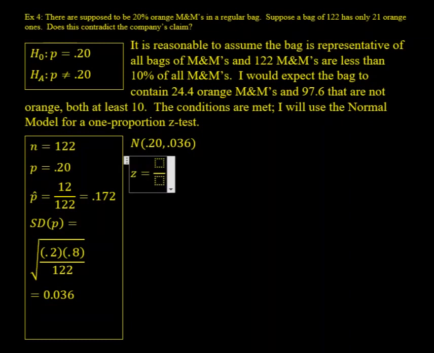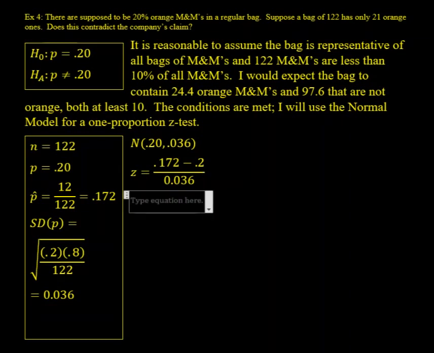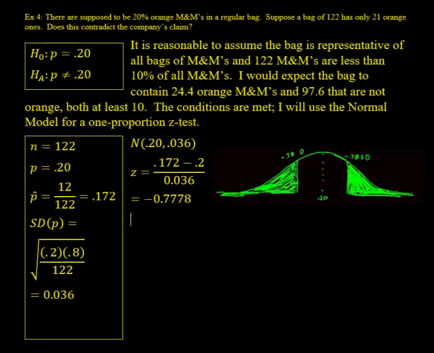Our z-score will be 0.172, the sample proportion, minus the population proportion, 0.20, over 0.036, which equals negative 0.7778. So we'll look up negative 0.78 in the z-table.